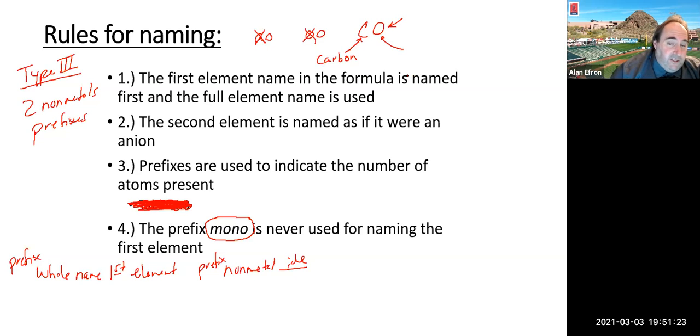The prefix for oxygen here is mono because there's only one. You may be tempted to write mono and then it becomes oxide. This would be carbon monoxide, and that is not the name. We actually do drop one of the O's off, and this becomes carbon monoxide as the name. So mono, okay, on the second name, not on the first name.